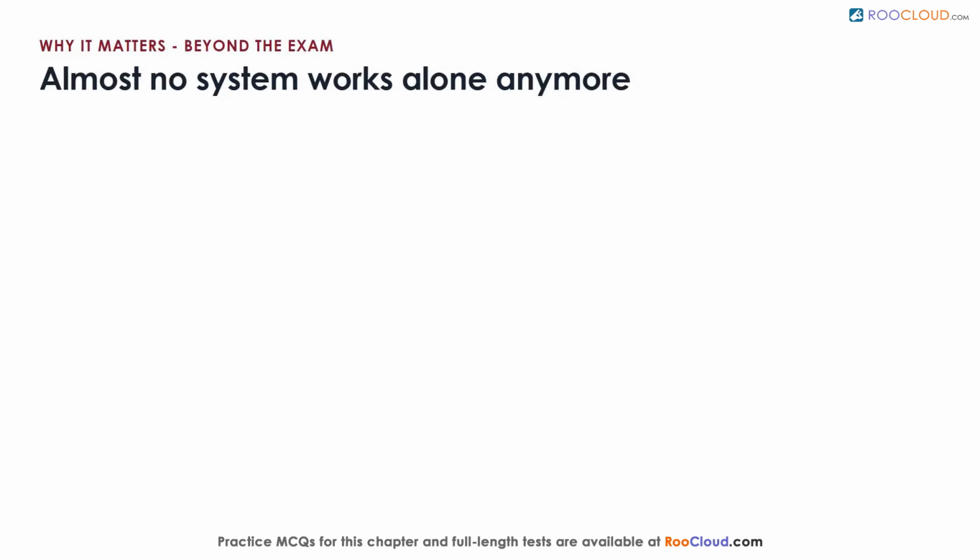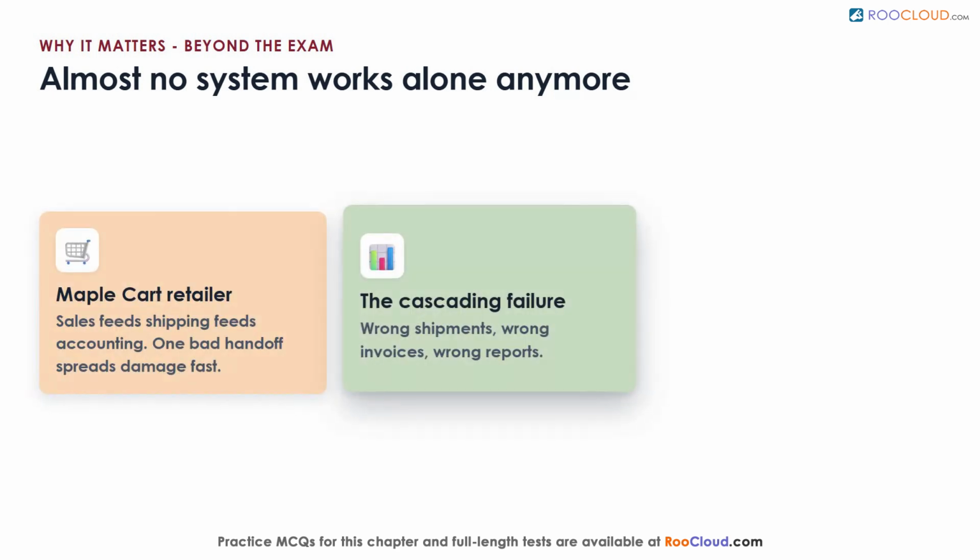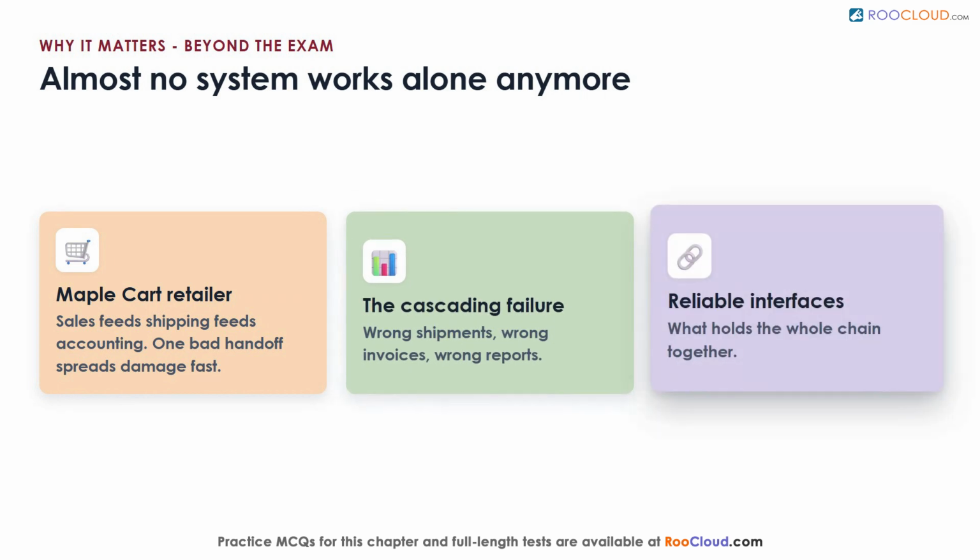Why does this matter beyond the exam? Because almost no system works alone anymore. Picture an online retailer called MapleCart. Its sales app feeds orders to a separate shipping app. That app feeds the accounting system. If one handoff drops or corrupts a record, the damage spreads fast. Wrong shipments, wrong invoices, wrong reports. Reliable interfaces are what hold that whole chain together.